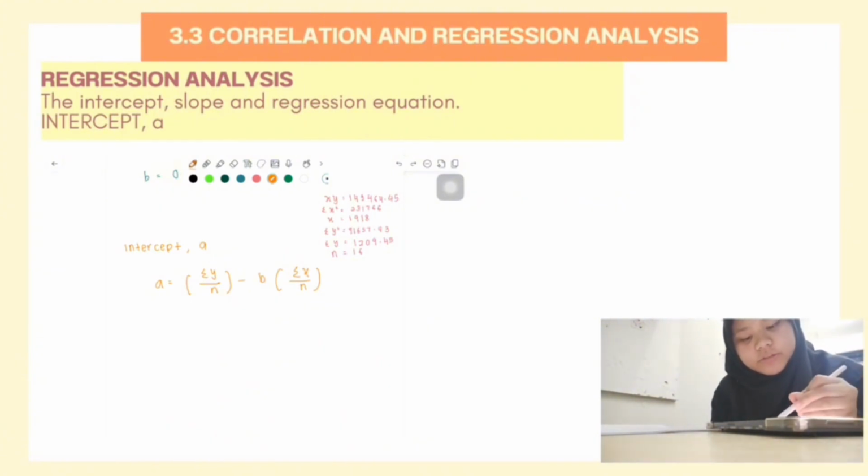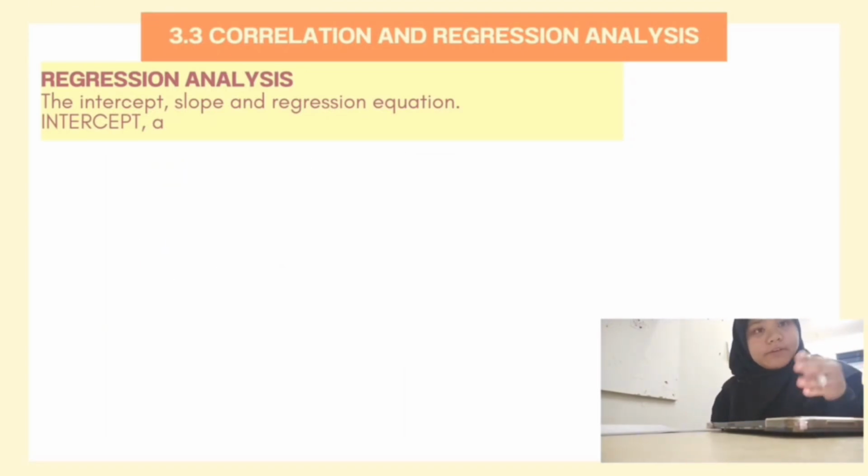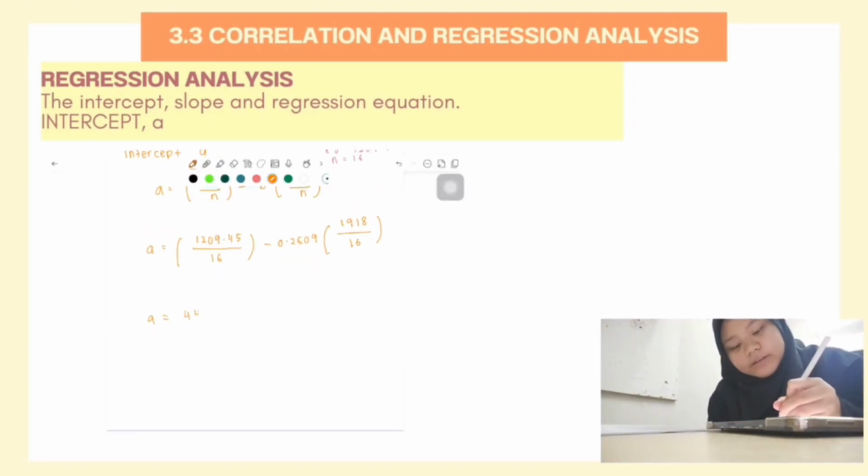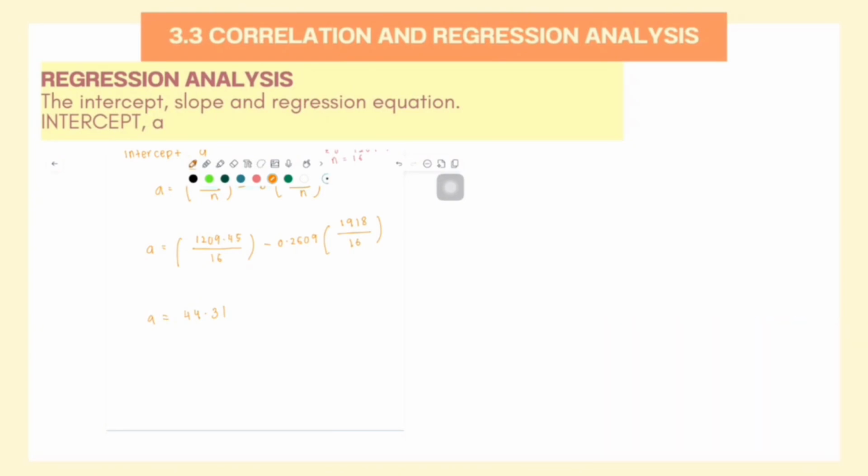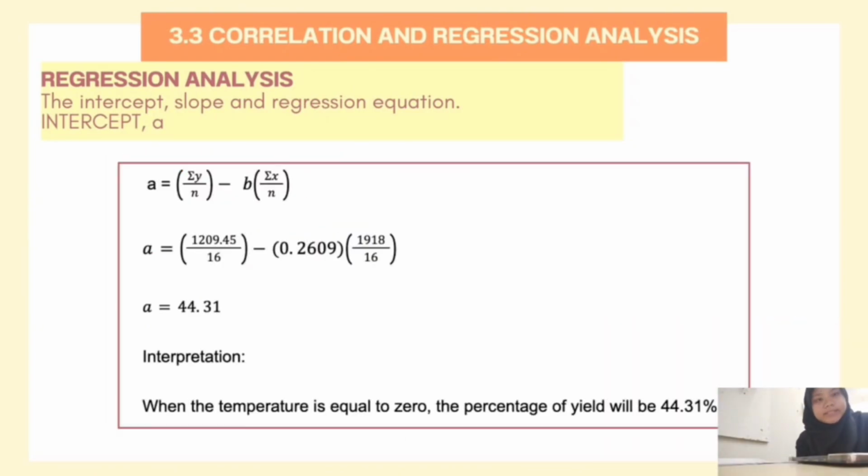A is equal to total y over n minus b, which is the slope, times total x over n. So let's solve this problem with the given values. The answer is A equals 44.31. The interpretation is when the temperature is equal to 0, then the percentage of yield is 44.31%.